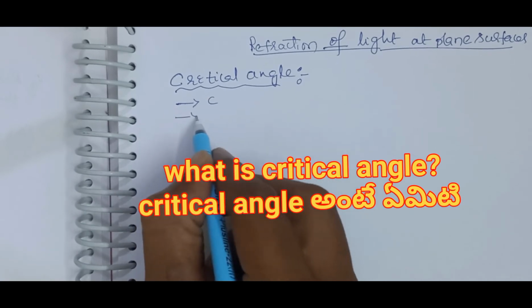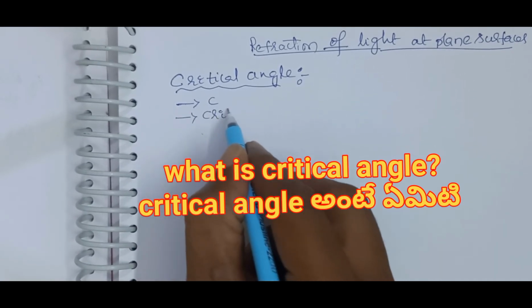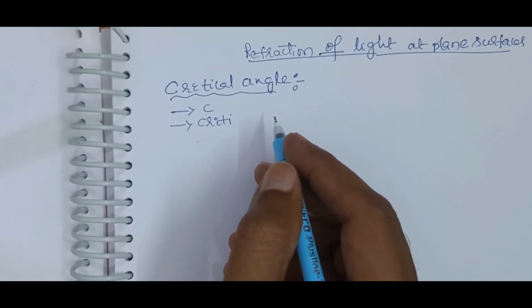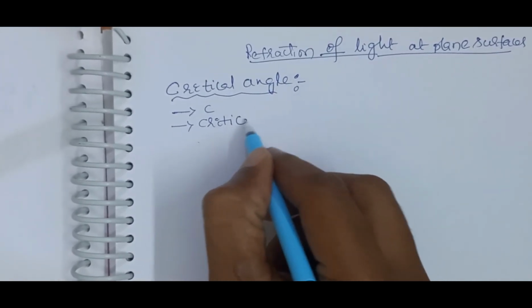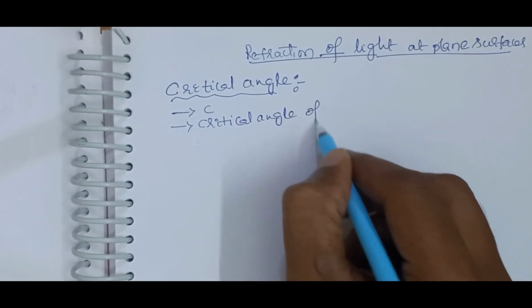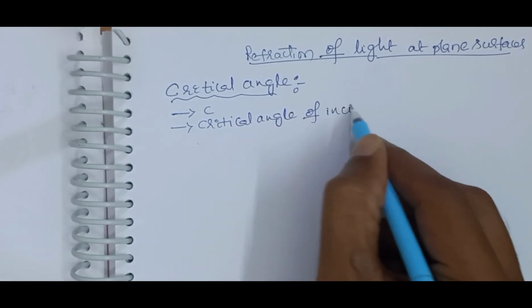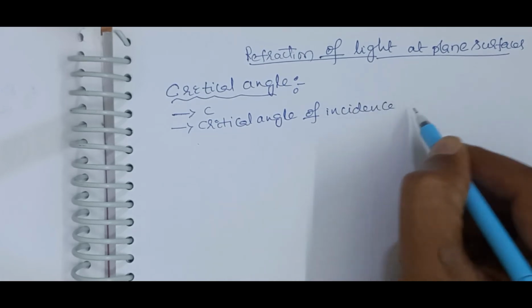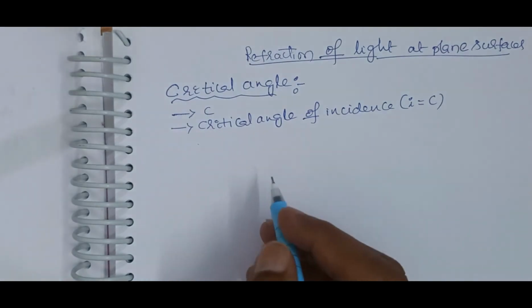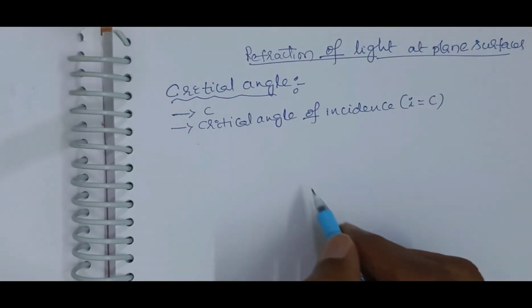It is also called critical angle of incidence. So instead of I, we take a C letter for critical angle. So what is the critical angle?